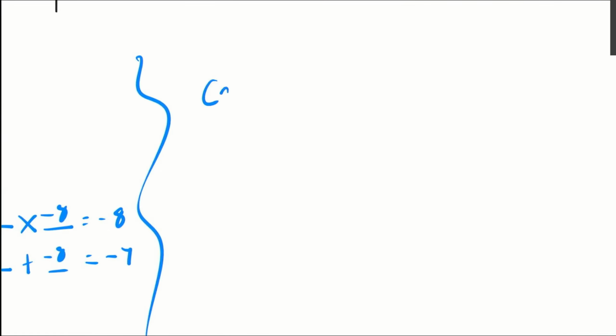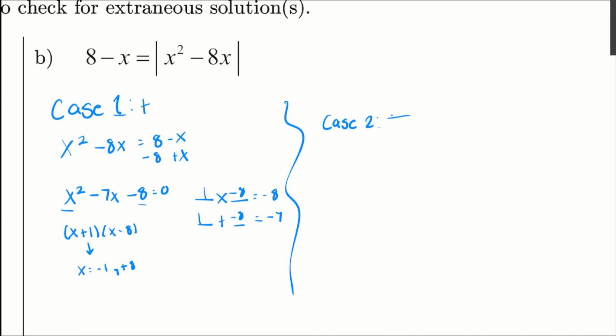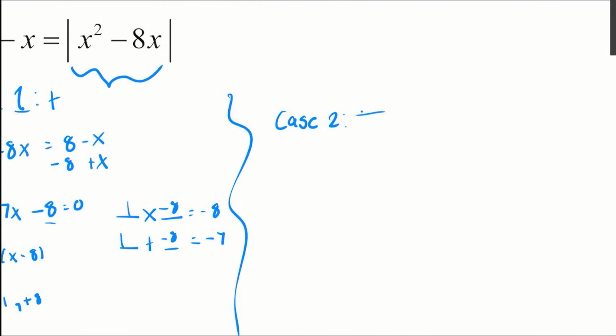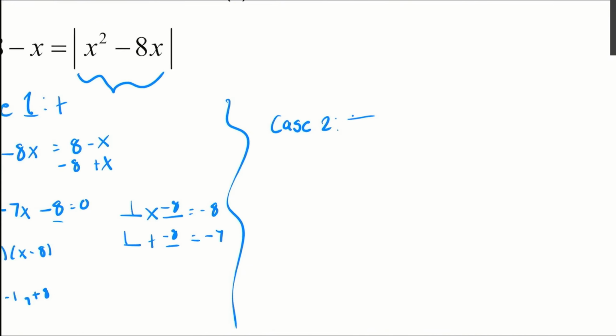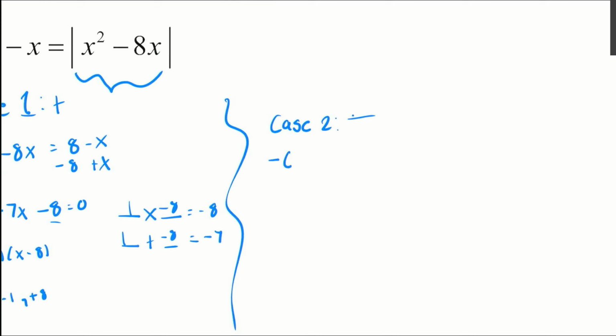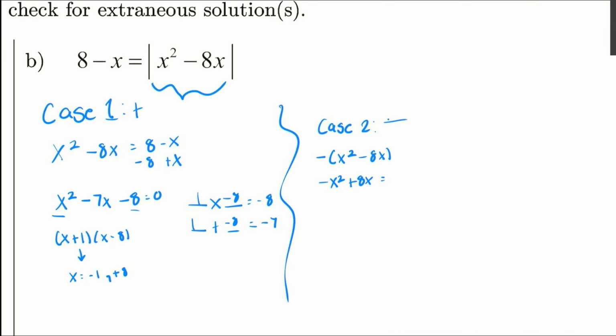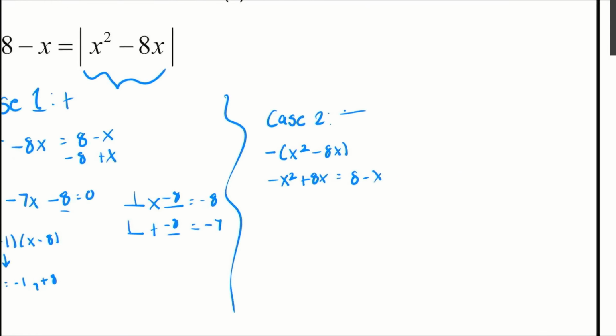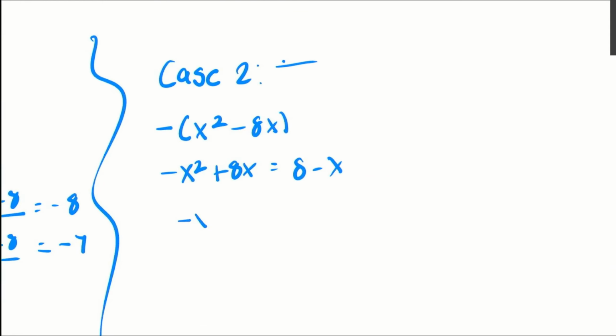So we have case 2, which I'll set to be negative. We're just multiplying whatever is inside our absolute value sign, strictly and only in our absolute value sign. So we're going to have negative times x squared minus 8x turns into negative x squared plus 8x, which is equal to 8 minus x. You're going to add x to both sides, and you're going to get negative x squared plus 9x minus 8, which is equal to 0.